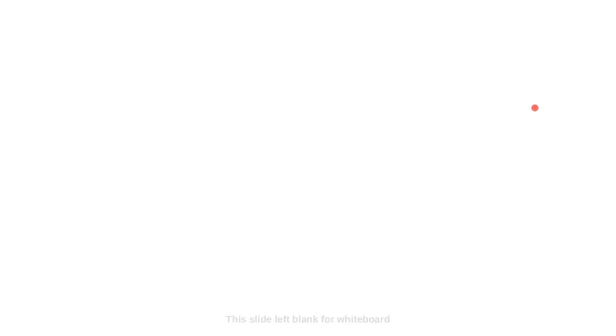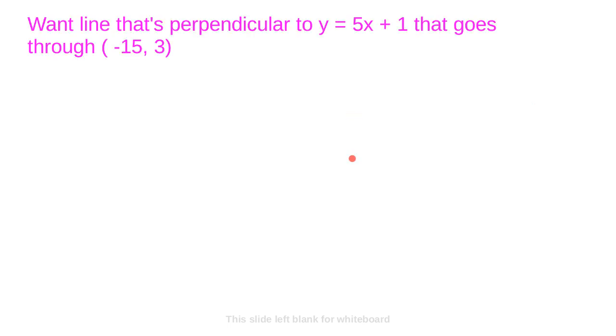Oops, I forgot the equals. y equals 5x plus 1, that goes through the point negative 15, 3. We want a line that's perpendicular to that one that goes through that point. So you're going to do it kind of the same way that we did the other one.